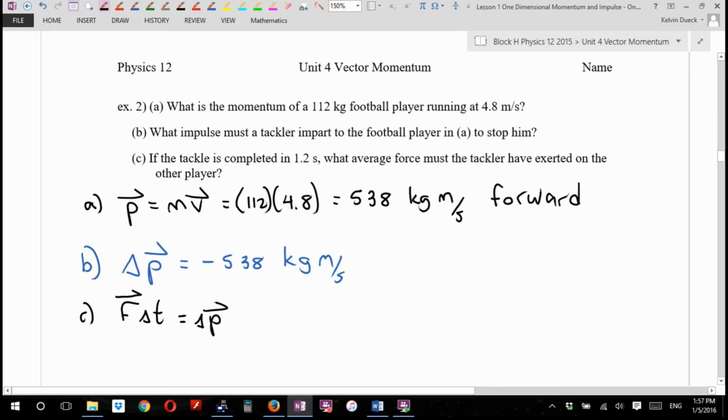Impulse equals impulse. Oh, did they give me a time in this question? That's how I know to use this version to find force. Looks like the average force is going to be the impulse divided by change in time. It's going to be negative, and I'll use the actual number, 537.6 divided by 1.2.